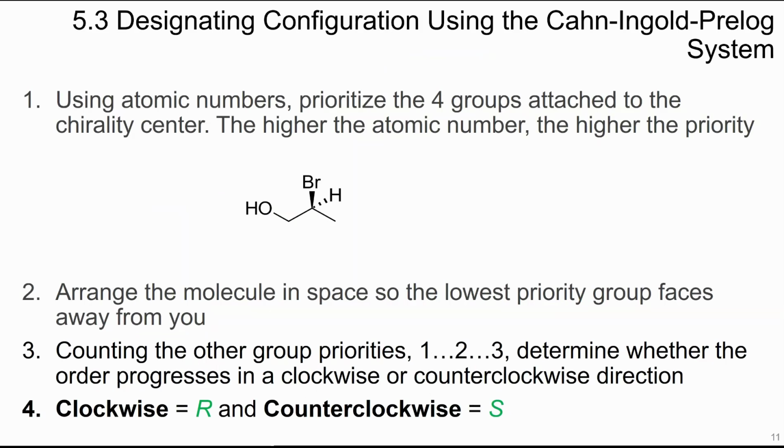This is a different example, so we're going to do the same thing. Using atomic number, we're going to prioritize. So the carbon of chirality here is on this one. Bromine is 1. We have a carbon with 3 H's versus a carbon with an OH. So this is 2. This is 3. The lowest priority group is away from you. So H is back, which is what we want. So now we just count the priorities. 1, 2, 3. This one is going in the counterclockwise direction, so this is S.